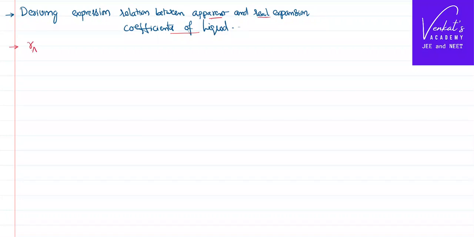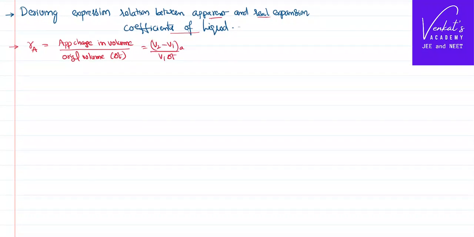Apparent expansion coefficient is defined as the ratio of apparent change in volume to its original volume per 1 degree centigrade rise in temperature. So I can say (V2 minus V1) by V1 delta T, where V2 minus V1 is the expansion as that appears to you, right? I will explain what's the meaning of that.